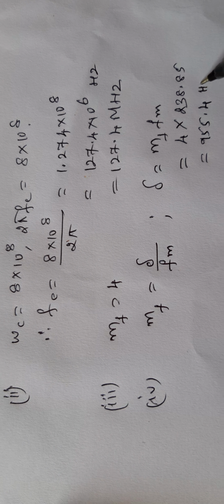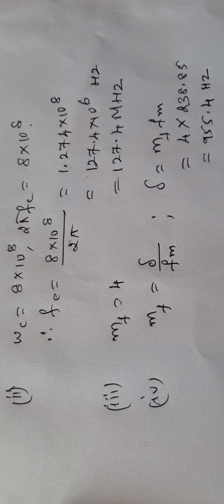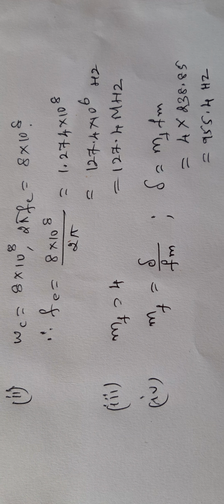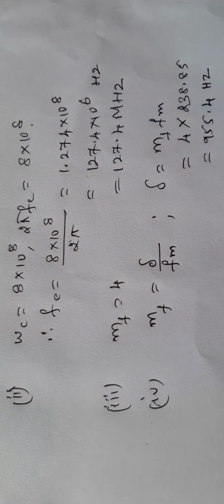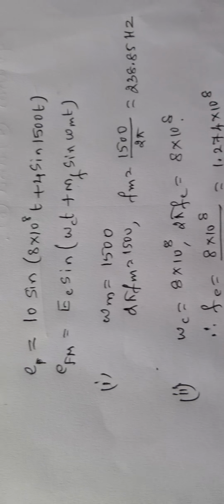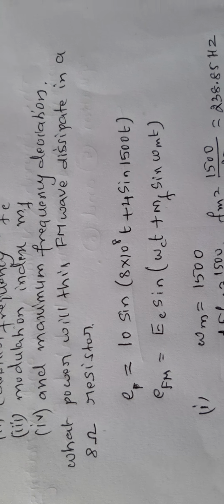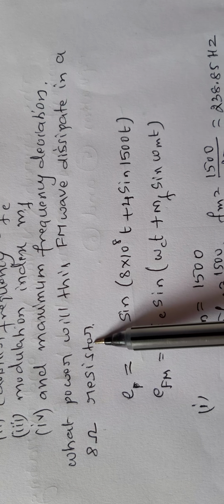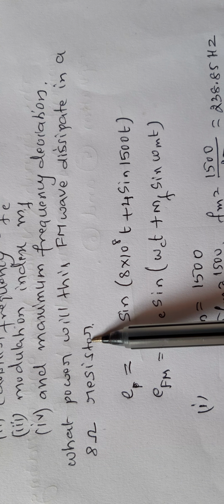Unit is hertz. So carrier deviation is 955.4 hertz. Okay, the last one. When this FM wave is applied to an antenna of 8 ohm resistor, a power is radiated by the antenna.